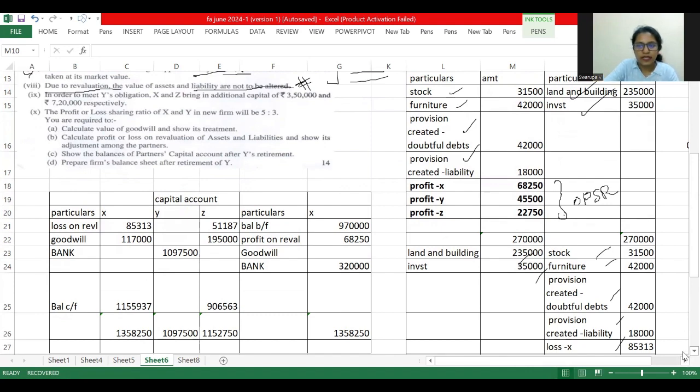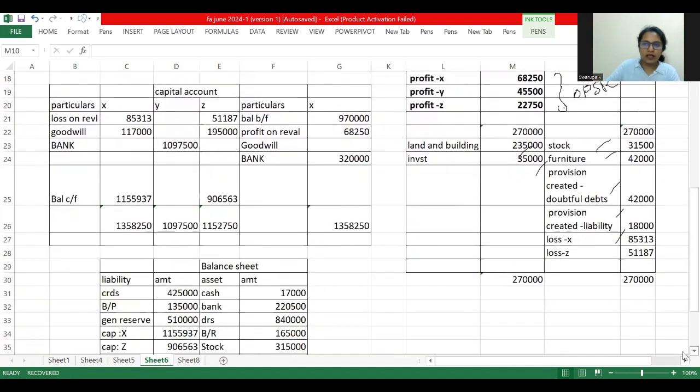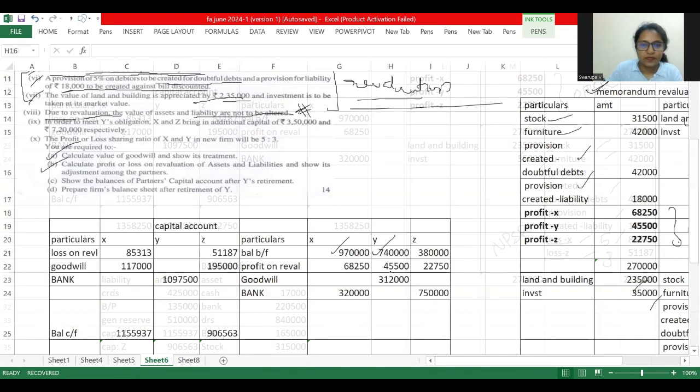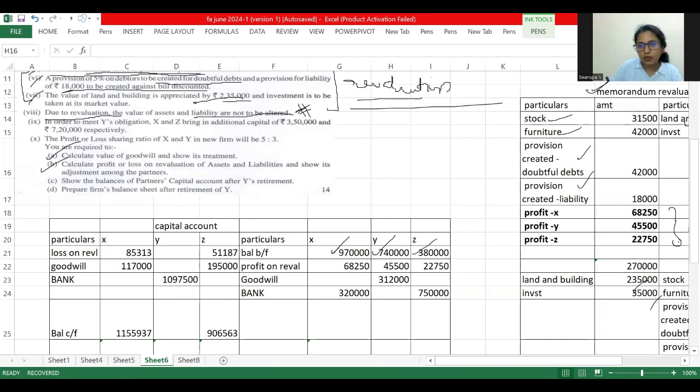Okay, just bring it in the opposite sides. Then the difference will be shared among the partners in their new profit sharing ratio. So X and Z will only share it in 5:3 ratio. So the capital account of the partners is credited with their opening balance.